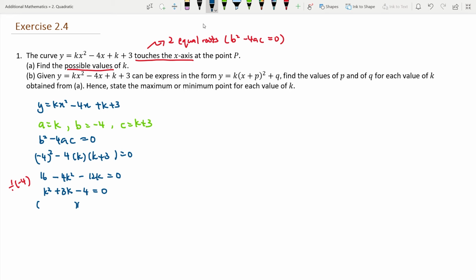We open two brackets. K squared is k and k. 4 is either 1 and 4 or 2 and 2. To get positive 3k, we need this combination, 1 and 4. To obtain plus 3k, we plus 4k minus 1k and let it be 0. Hence, k minus 1 is equal to 0, k is equal to 1, or k plus 4 is equal to 0, k is equal to negative 4.